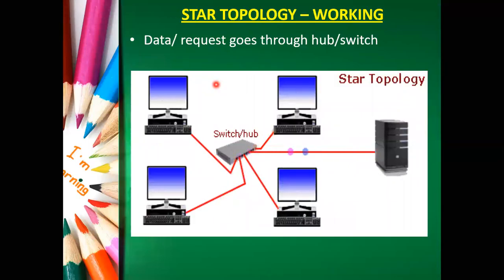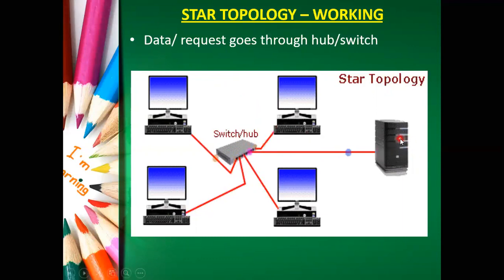If we talk about the working of the star topology, every computer that sends data always goes through the switch or hub, which is a central device. It is not necessary that the hub is always placed in the center of the network. It can be placed or hung on the wall at any side, but as it is a central point and every piece of data goes through the switch or hub, it looks like it is shaped like a star. That's why it is called star topology.